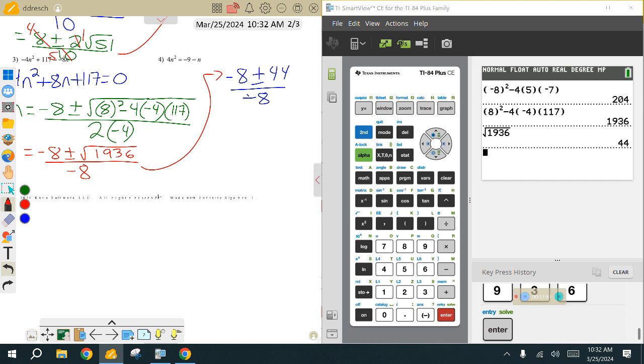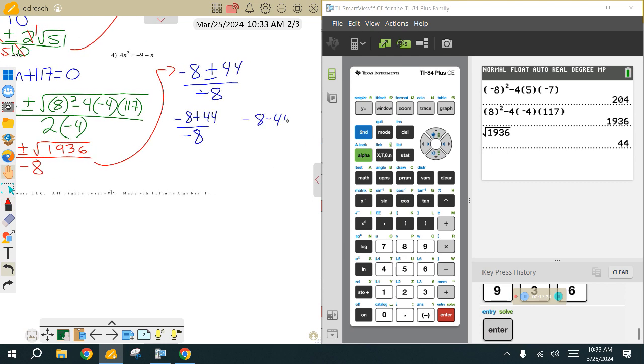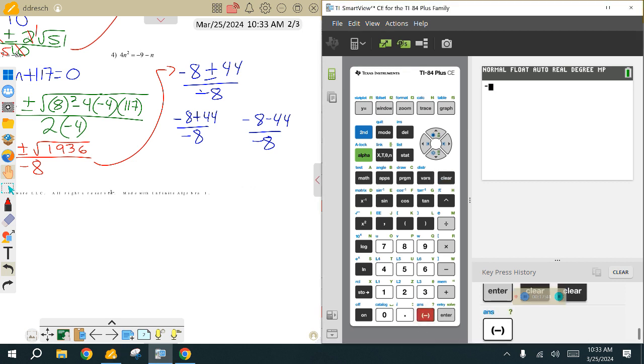Okay, what's negative 8 plus 44 divided by negative 8? And then get me the other one: negative 8 minus 44 divided by negative 8. Once that square root's gone, you are now committed to getting me those two rationals. So let your calculator do the work. Don't let your arithmetic screw you up. Negative 8 plus 44, 36, divided by negative 8.